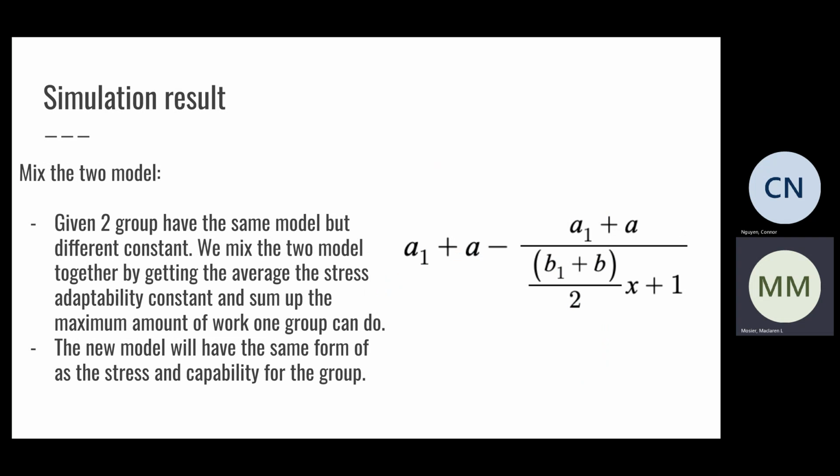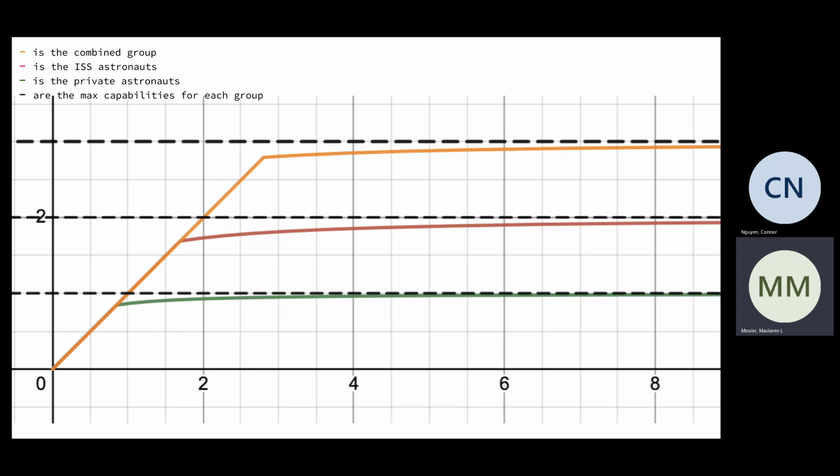And then we mix these two models. When the two groups meet each other, they have both of their maximums added together, and the adaptability, the B value of both of these groups, is averaged to give us a new model shown in this graph, where orange is the combined model, red is the experienced astronauts already on the International Space Station, and green is the astronauts that have just arrived. The black dotted lines give the max capabilities for each group.